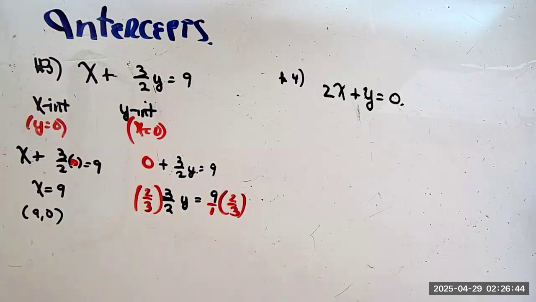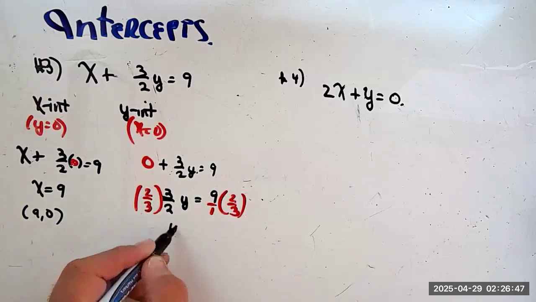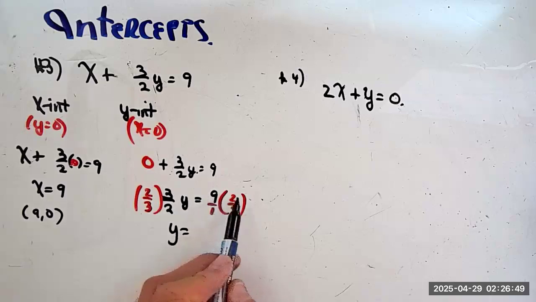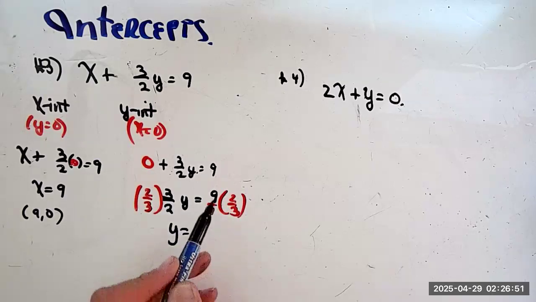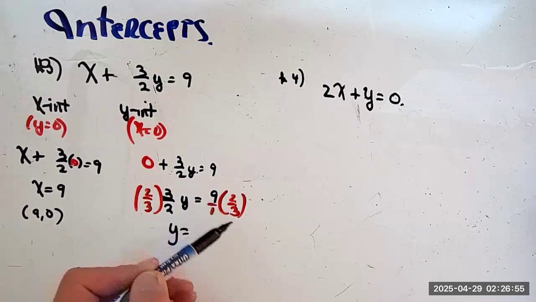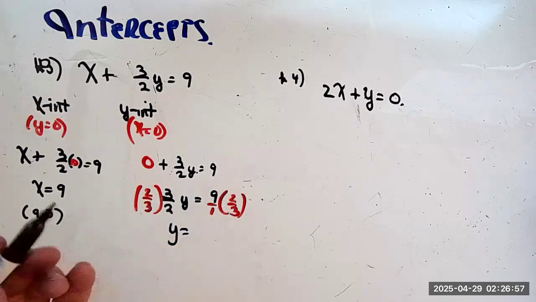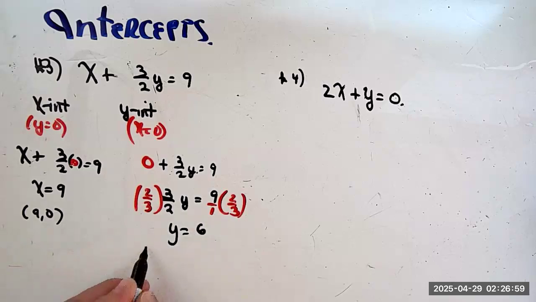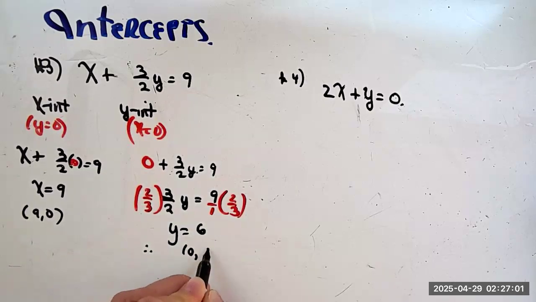Okay, so what do I have? Here we have 1y, which is simply y, equals 9 times 2, that's 18. 1 times 3, 3. 18 divided by 3, 6. Or we can do 9 divided by 3 is 3 times 2, 6. Y equals 6. In other words, with x equals 0, y equals 6.